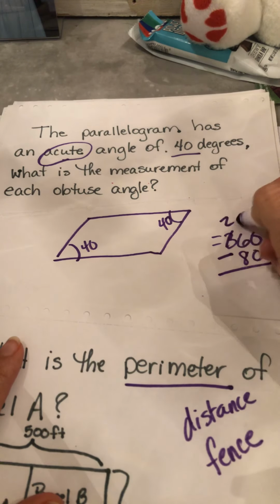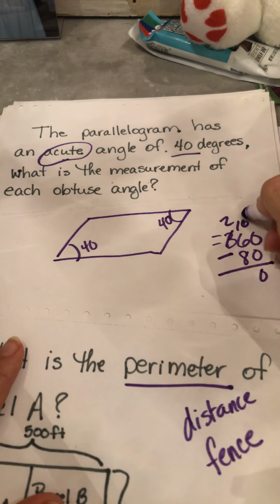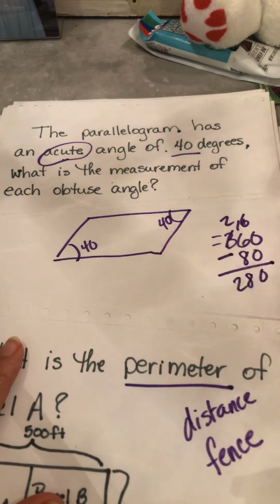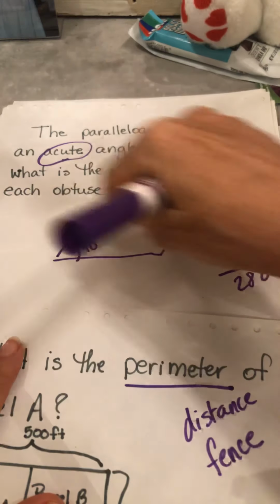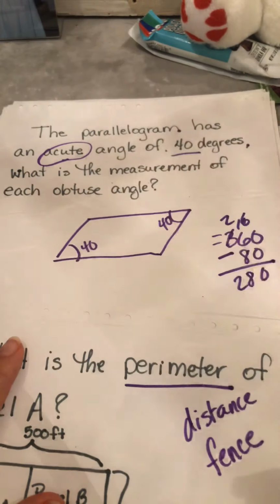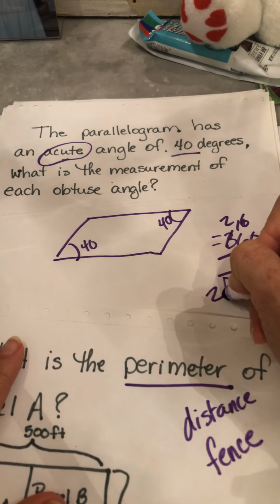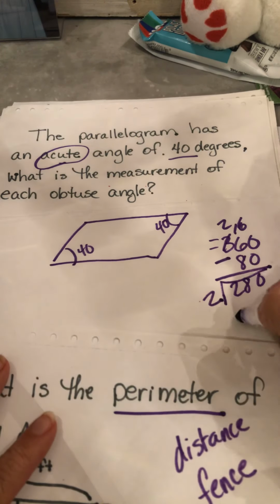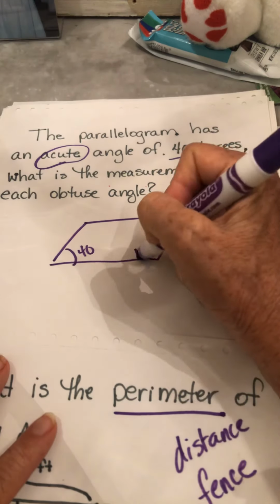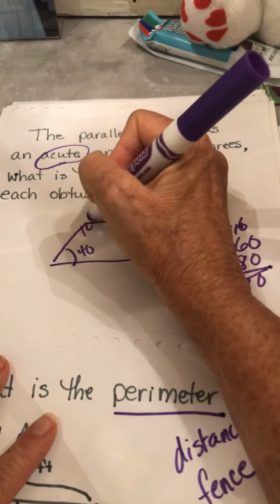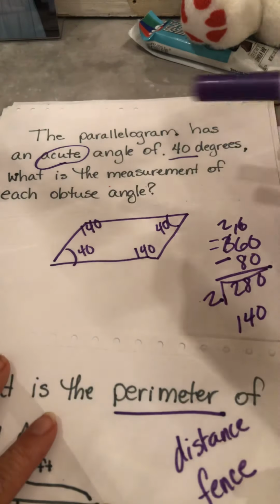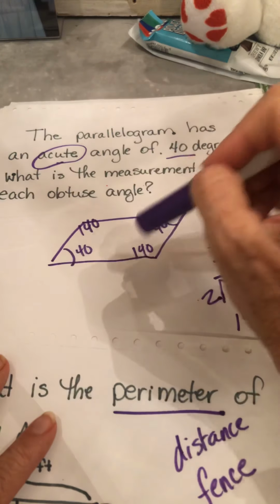Subtract. I get 280. Now 280 is for both of the angles, so I need to divide it by 2. When I take 280 divided by 2, I get 140. That means this is 140 and this is 140. How do I check? I add them all up.